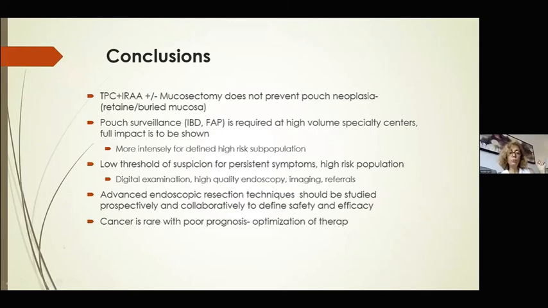So to conclude, pouch surgery with or without mucosectomy does not prevent pouch neoplasia. Pouch surveillance is required at high volume specialty centers, and its full impact is to be shown. A low threshold of suspicion for persistent symptoms in high-risk population is required. Advanced endoscopic resection techniques should be studied prospectively and collaboratively to define their safety and efficacy.